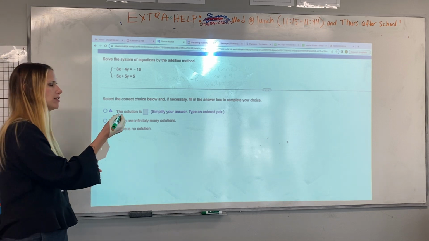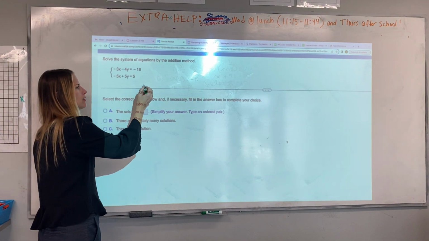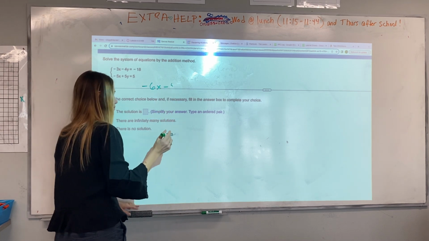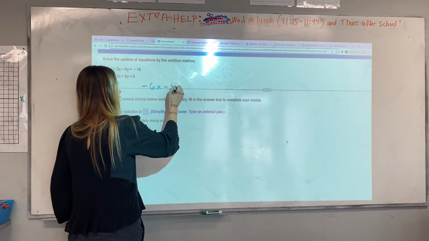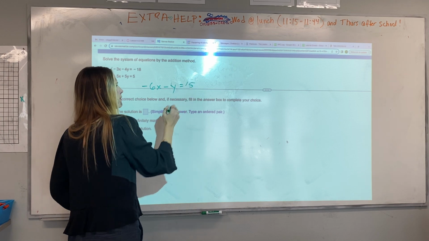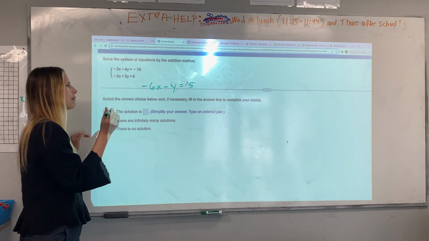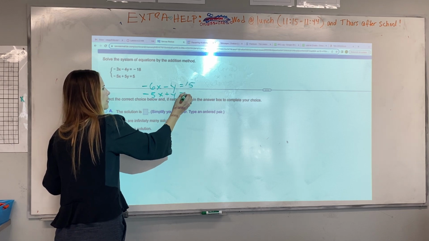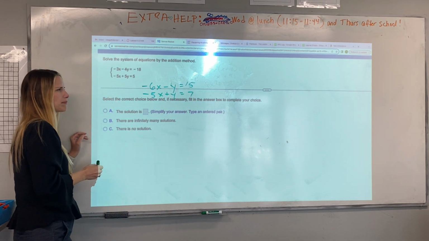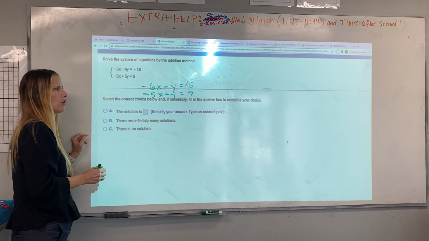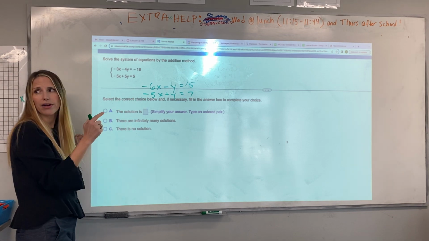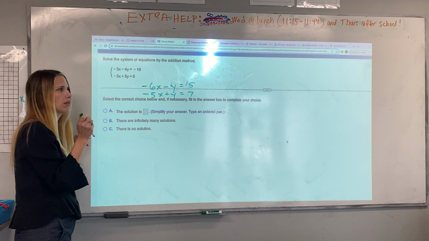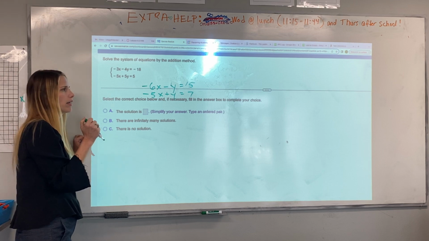Just read the equation to me that you're trying to solve. Negative 6x minus y equals 15, and then the second equation is negative 5x plus y equals 7. And what was your question about that? Are you asking what it will be when you add these together? Yeah, and I forgot how to get x, like y, sorry. Okay.